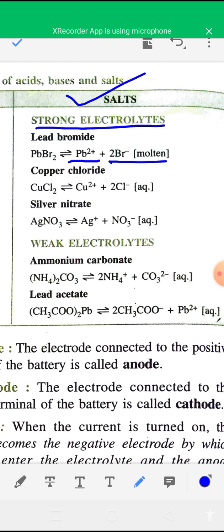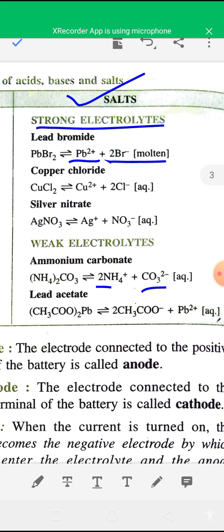Similarly, silver nitrate dissociates into Ag plus ion and NO3 minus ion. Some weak salts like ammonium carbonate dissociate into ammonium ion, that is NH4 plus ion, and carbonate, that is CO3 2 minus ion. Lead acetate is also a weak electrolyte, a weak salt.